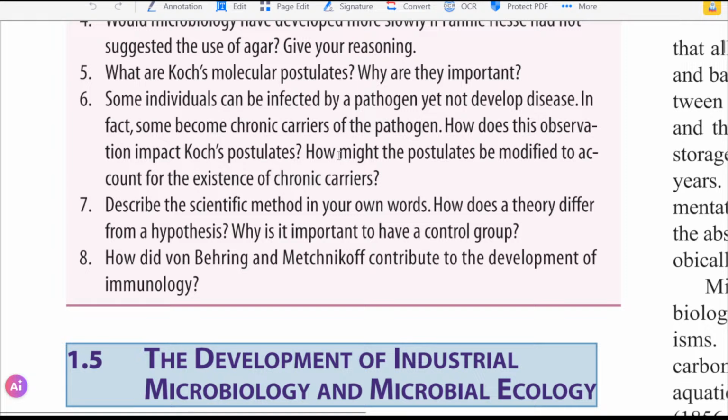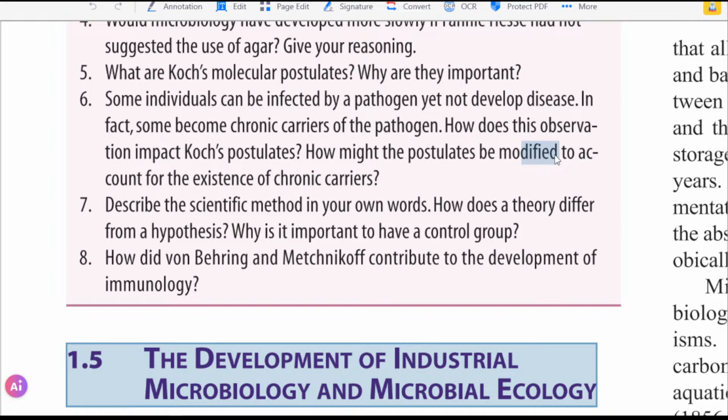So the postulates can be modified, like you can say the organism should be the same species, and the organism should have the same immune level as the one that was infected first or that's going to be infected after. So I don't think this much modification will work.